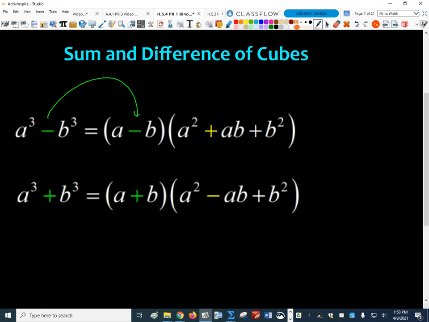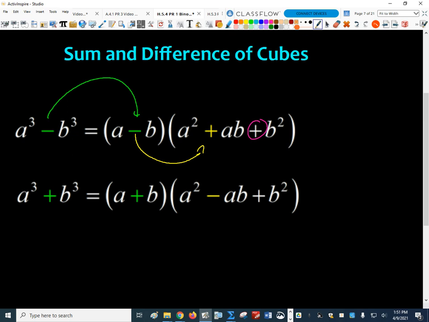And then look what happens. It just flips on the second one, and the last one is always positive. So a difference of cubes would factor into the quantity a minus b times the quantity a squared plus ab plus b squared. Same rule applies to a sum of cubes. It's going to factor into the quantity a plus b, then it flips to a squared minus ab, and it's always plus b squared. Everybody see that?